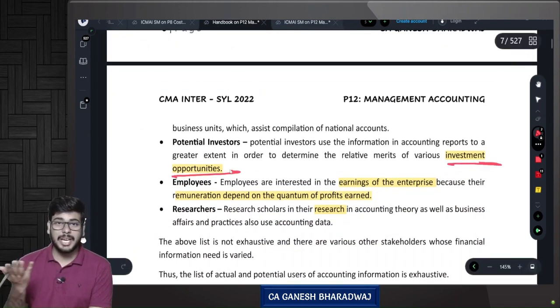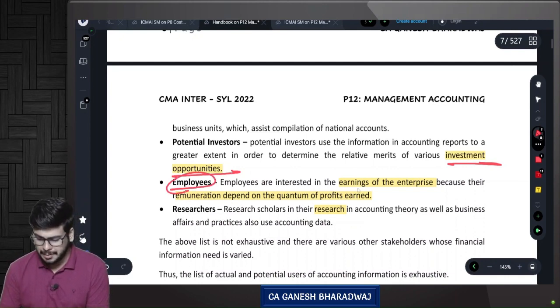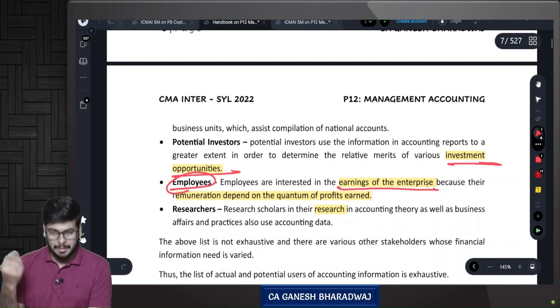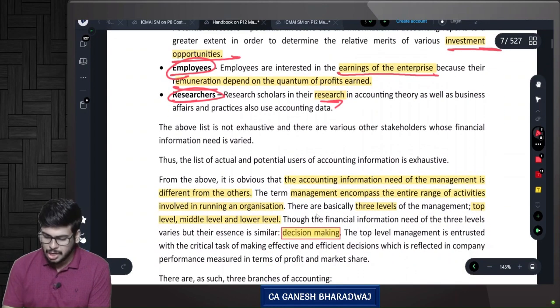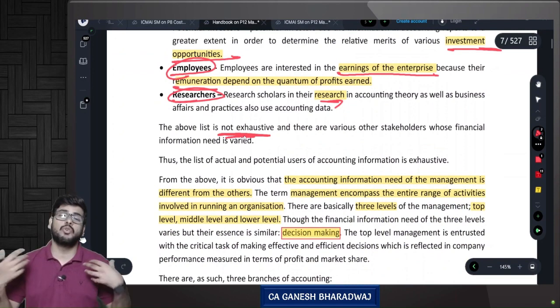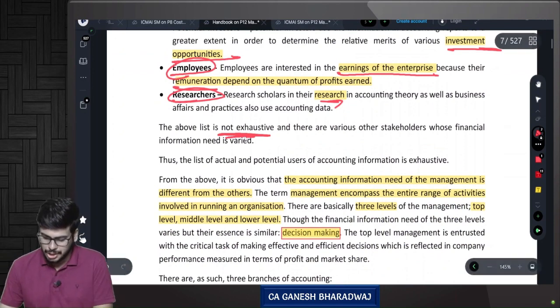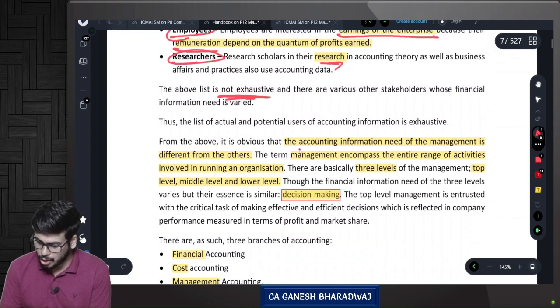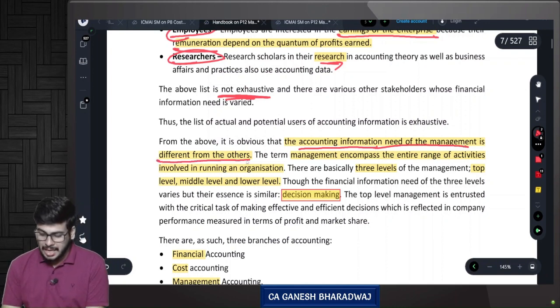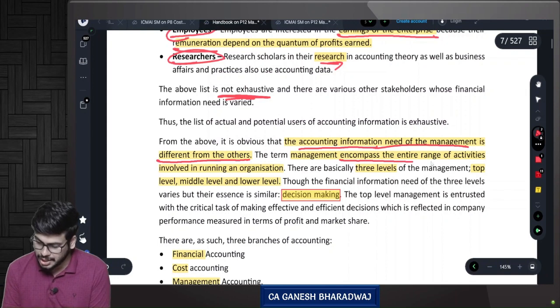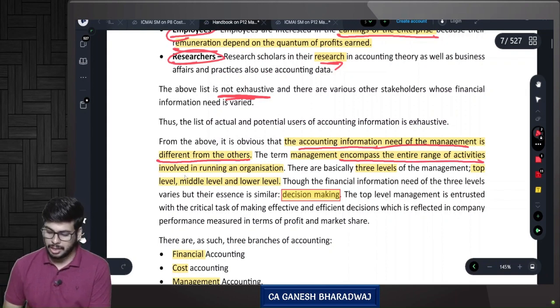Potential investors, why do they need the accounting information? For gauging investment opportunities. Employees, why do they need it? Because they might be interested in knowing the earnings of the enterprise, as their remuneration might depend on the quantum of profits. Researchers need some accounting information to do research. Look, this is not exhaustive. There could be so many other users of financial data. They have just mentioned it here. So it is obvious from the above that the accounting information needs of management are different from others. The management encompasses the range of activities involved in running an organization.